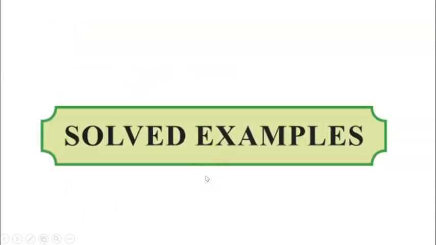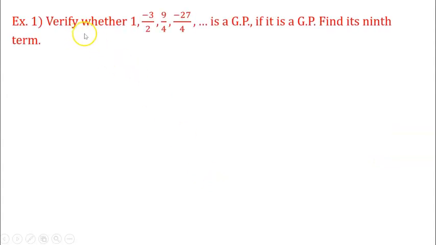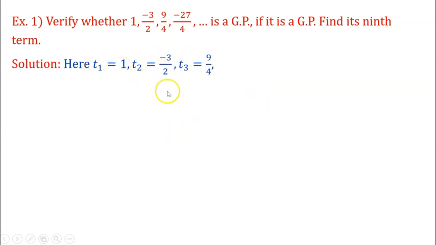Now, solve examples. The first example: verify whether 1, minus 3 by 2, 9 by 4, minus 27 upon 4 is a GP. If it is a GP, find its ninth term. Now here T1 is equal to 1, T2 is equal to minus 3 by 2, T3 is equal to 9 by 4. The ratio, that is T2 upon T1, means minus 3 by 2 upon 1, then you will get minus 3 by 2.